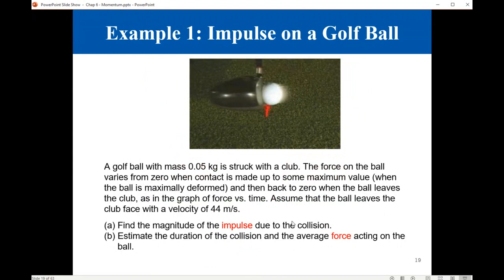Assume that the ball leaves the club face with a velocity of 44 meters per second. Find the magnitude of the impulse due to the collision and estimate the duration of the collision and the average force acting on the ball.